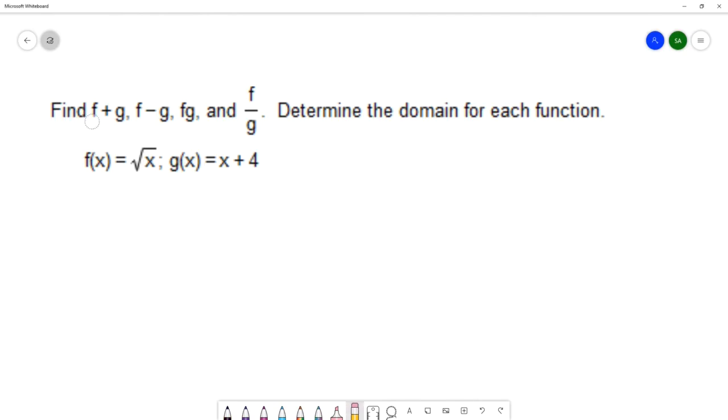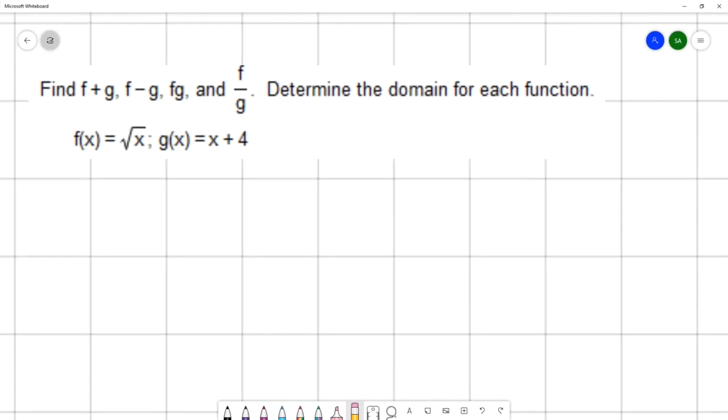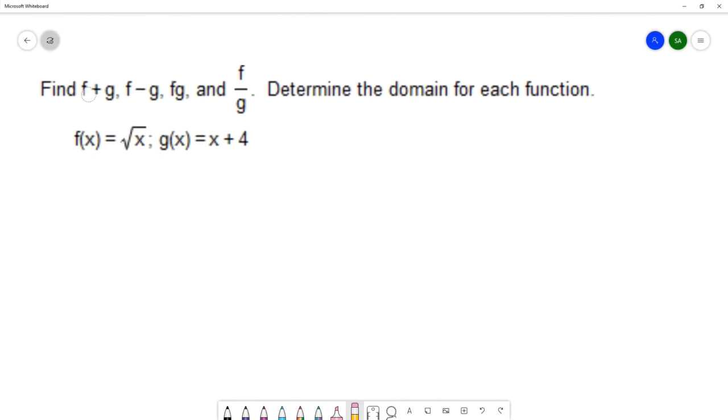Find f plus g, f minus g, f times g, and f over g. Determine the domain for each function. f of x equals square root x, and g of x equals x plus 4. So we want to find these combined functions, f plus g, f minus g, f times g, and f over g, and then also find the domain for each one of those.